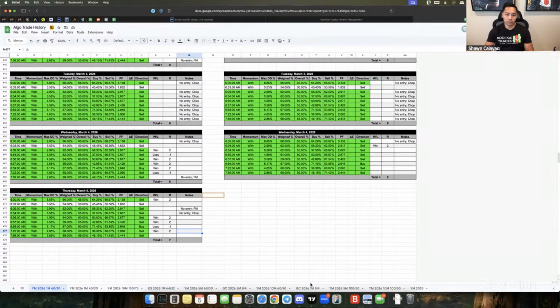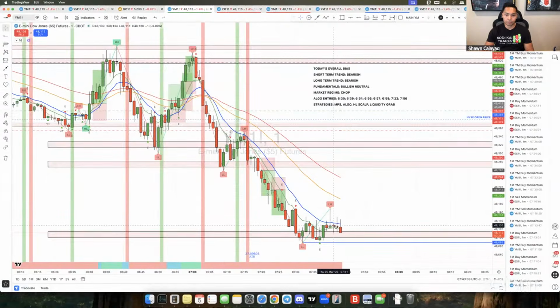There's another one coming up right here at 7:56. I don't know if it's going to be an entry because the market's so choppy right here. So it's probably going to be considered a no entry.